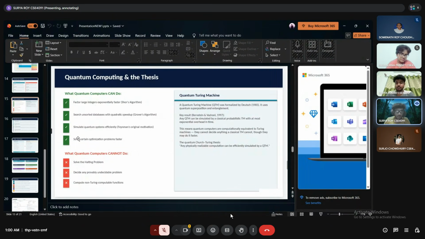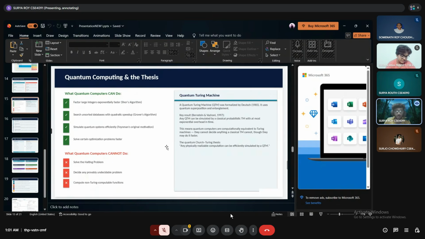Okay, next we have quantum computing and the thesis. What can quantum computers do? Number one, factor large integers exponentially faster: Shor's algorithm. Number two, search unsorted databases with quadratic speedup: Grover's algorithm. Number three, simulate quantum systems efficiently: Feynman's original motivation. Number four, solve certain optimization problems faster.